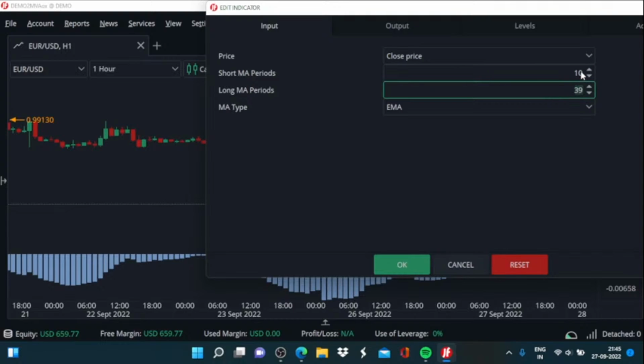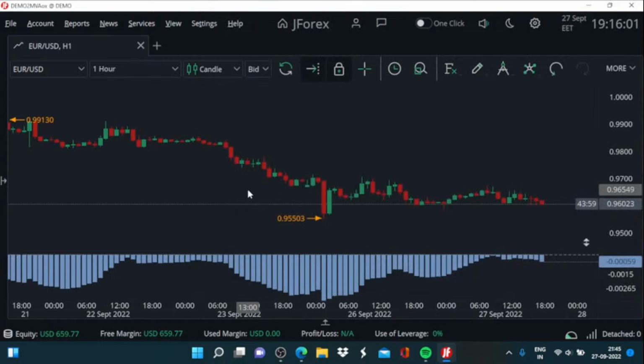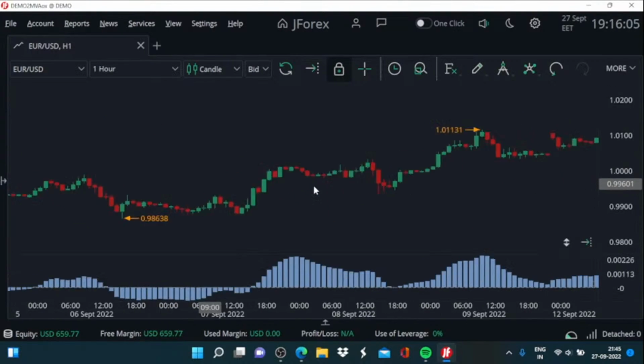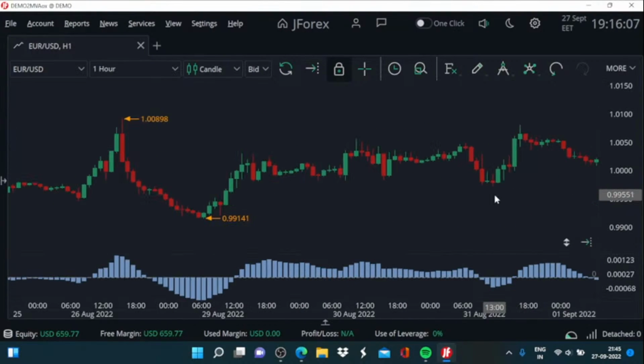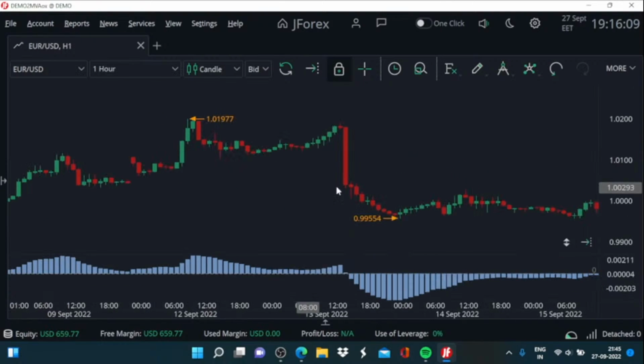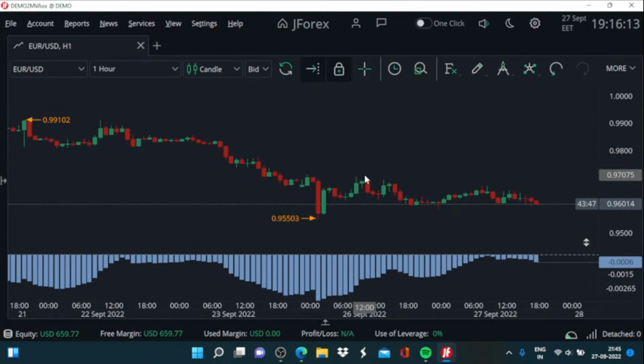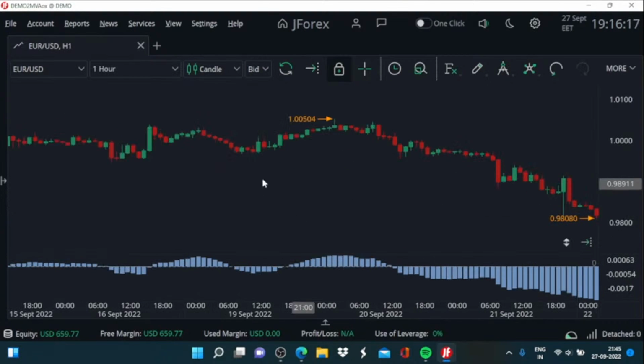Let's try out a combination of 10 for short MA periods and 20 for long MA periods, and you will have this indicator becoming a lot more responsive to the recent price fluctuations. All right, this is how the output value is working here.